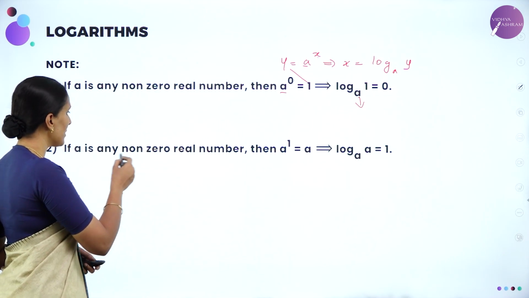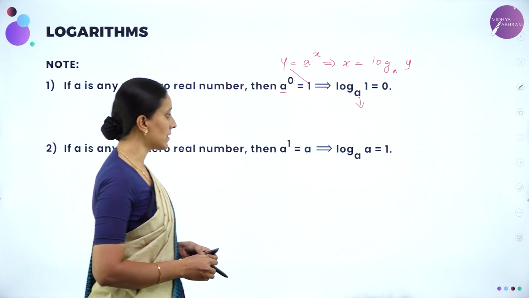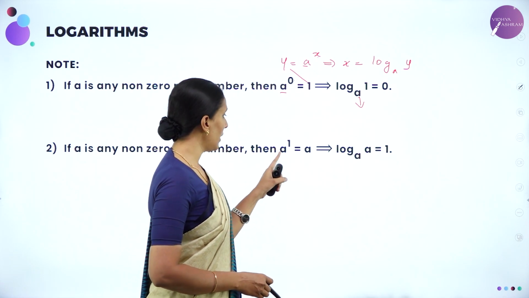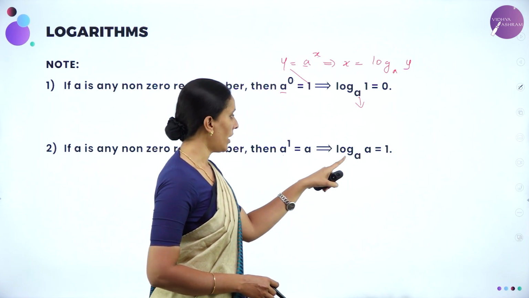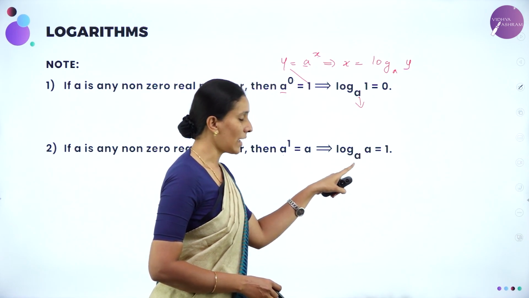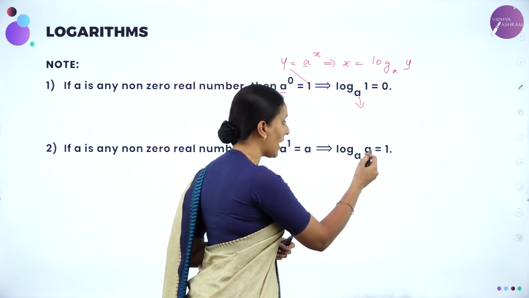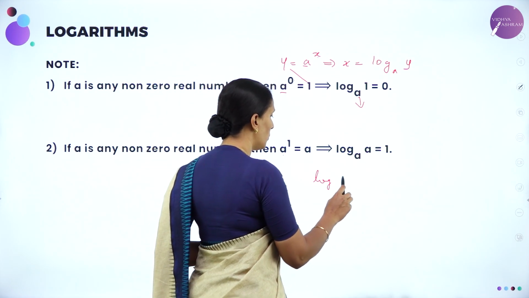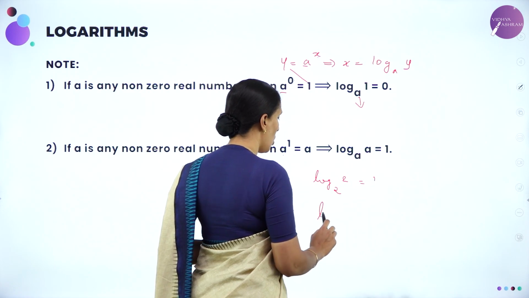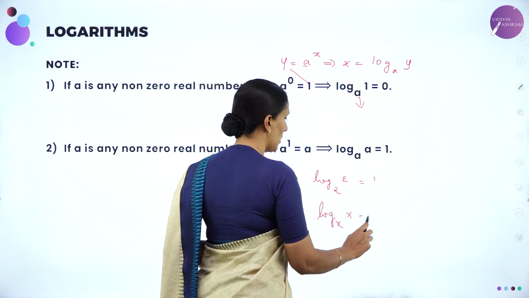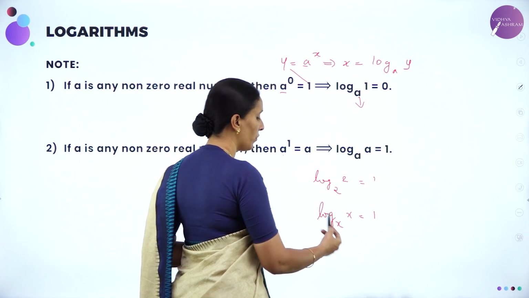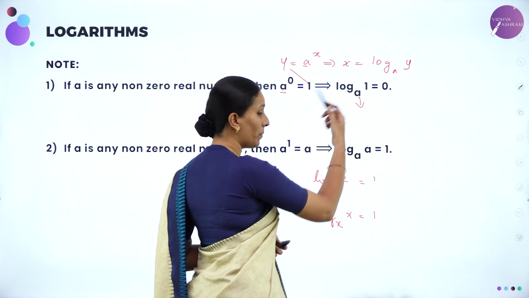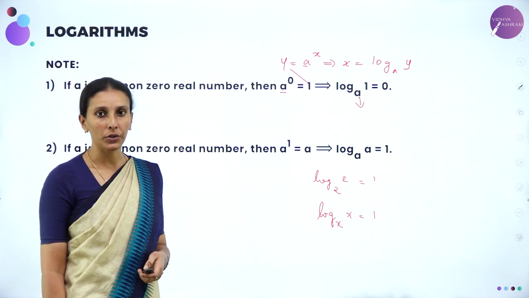Now here, if a is a non-zero real number, then a power 1 is equal to a. So log a to base a is equal to 1. So here clearly y and x values are the same. So therefore, log a to the same base, that means log of any value to the same base, is equal to 1. For example, log 2 to base 2 will be equal to 1. Log x to base x is equal to 1. So the log of the value with the same base is always equal to 1 and log of 1 to any real number base will be equal to 0.